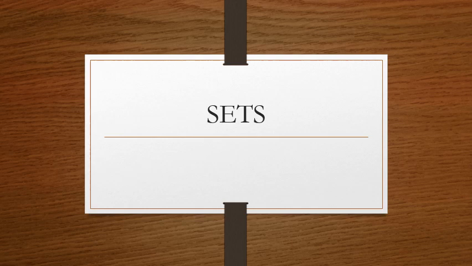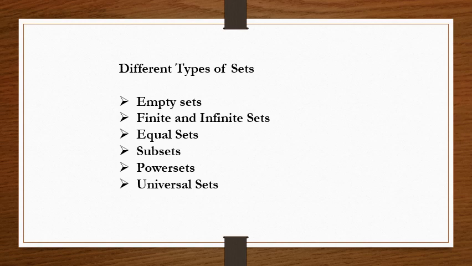Hi all. In the last video, we discussed the definition of sets, different types of sets, different representations of sets, and examples. Today, in this video, we will discuss different types of sets. So these are some of the different types of sets: empty sets, finite sets, and infinite sets, equal sets, subsets, power sets, universal sets. We will discuss each of these one by one.